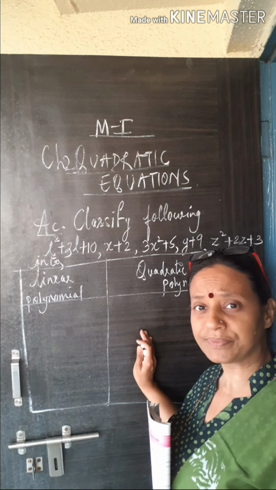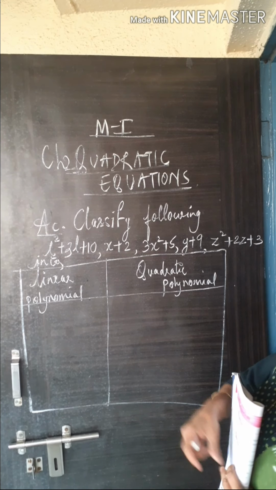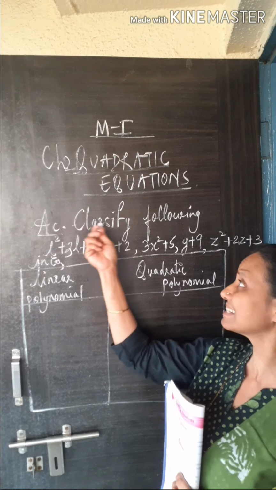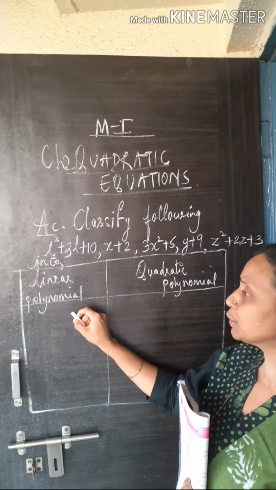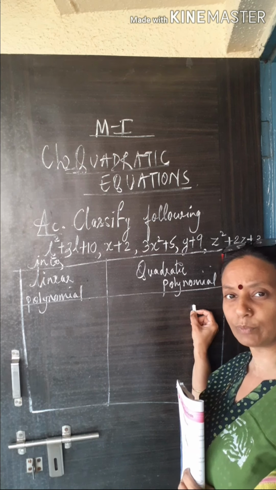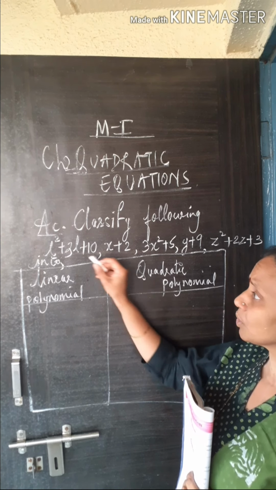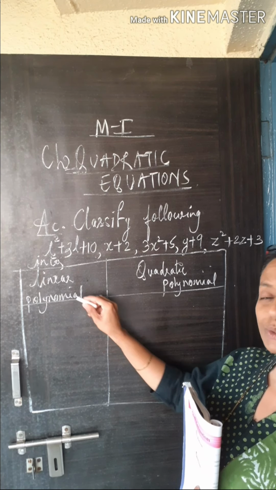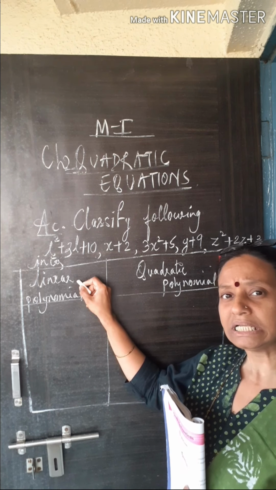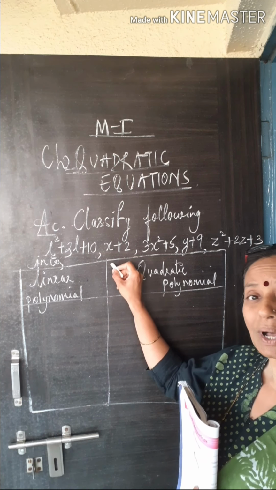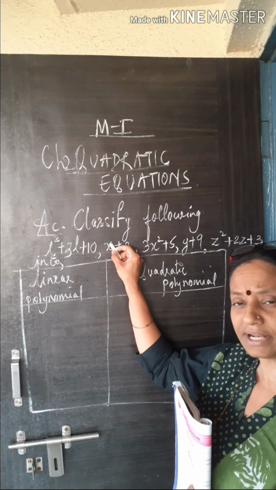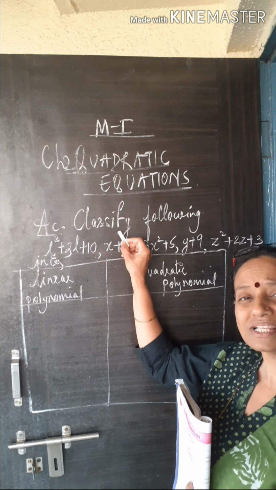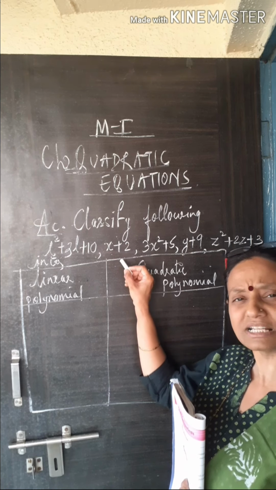Okay. So to start with, I will ask you to do this activity, that is classify the following polynomials into linear polynomial and quadratic polynomial. When you are classifying them, what do you understand by linear polynomial? The linear polynomial is the one which is having the index 1. So when the highest degree in the polynomial is 1, it is a linear polynomial.